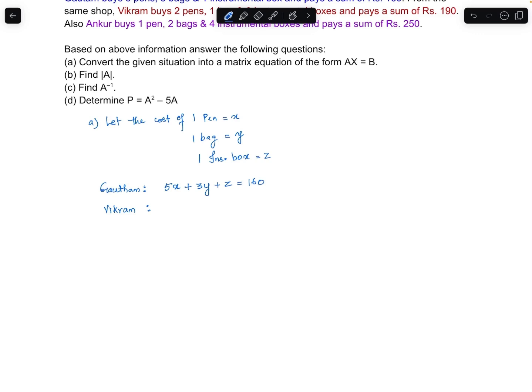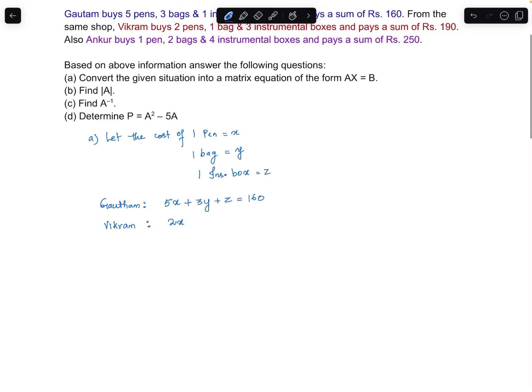Vikram buys 2 pens plus 1 bag plus 3 instrumental boxes costing 190. Ankur buys 1 pen plus 2 bags plus 4 instrumental boxes costing 250.